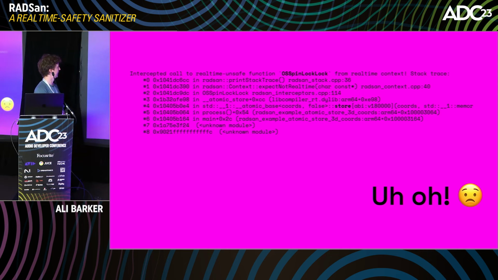So here we can see on line 2, we've intercepted a call to OS spin lock lock. And if you look down at line 4, you can see inside it's got the pseudo-atomic store, which is causing a lock. So in this example, a std atomic can't always guarantee to be lock-free, and it's dependent on the size of the data you're trying to protect. So we think this is a good example of someone making an innocuous change, and it will now cause our CI pipelines to fail.